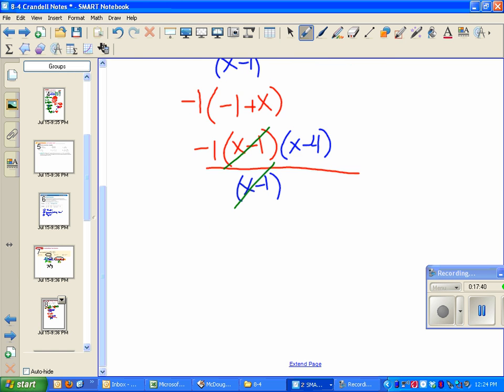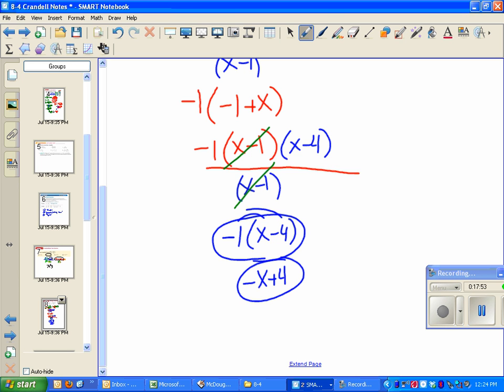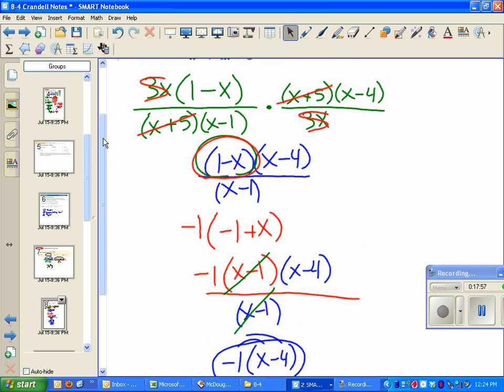So my final answer, again, I can squish it together. That would be fine, or I can distribute the negative. So that's a good answer, or negative x plus 4 is also a good answer. So if you did this all by your lonesome and you got to this point right here, good job.